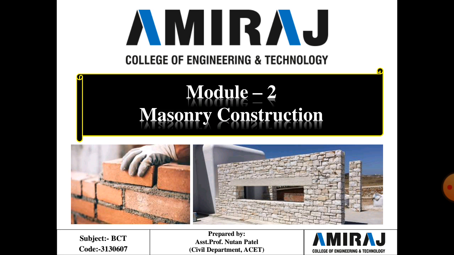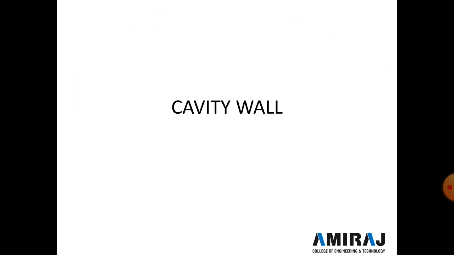We start Module number 2, masonry construction, and in masonry construction today we discuss the cavity wall. In the cavity wall we discuss what a cavity wall is, advantages of the cavity wall, then the general principles of construction, then the brick cavity wall, and we discuss the position of the cavity at different parts, and at the last we discuss the position of the cavity at an opening.